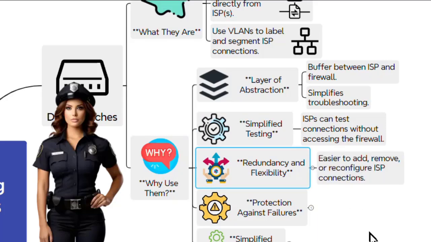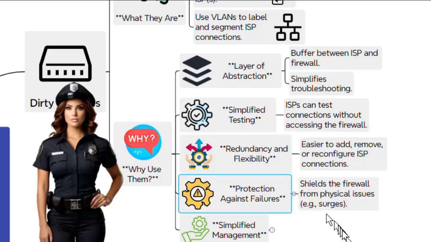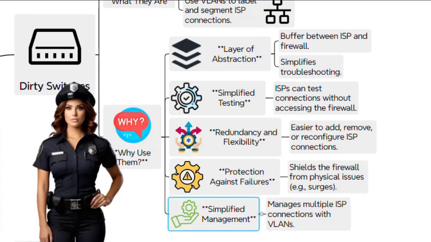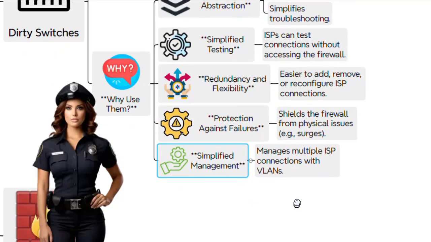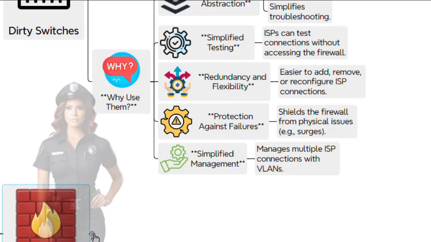Redundancy and flexibility. Need to swap or add ISP connections? These switches make it super easy. Protect against failures. If something blows up like a surge, it might stop at the switch instead of frying your firewall. Simplified management. Managing multiple ISP connections with VLANs? A breeze. But what if you just use the firewall?